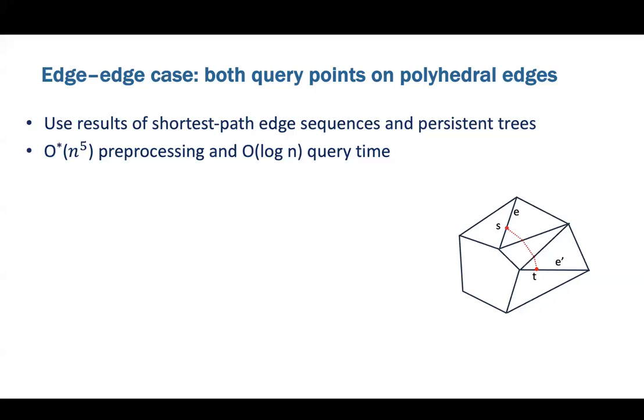Finally, the edge-edge case. When both query points are on polyhedral edges, we use the result of our analysis for the shortest path edge sequences, and also we use persistent trees. We get n to the fifth space and log n query.